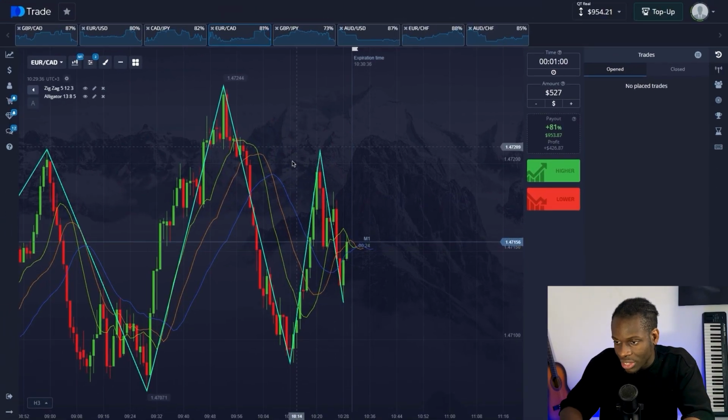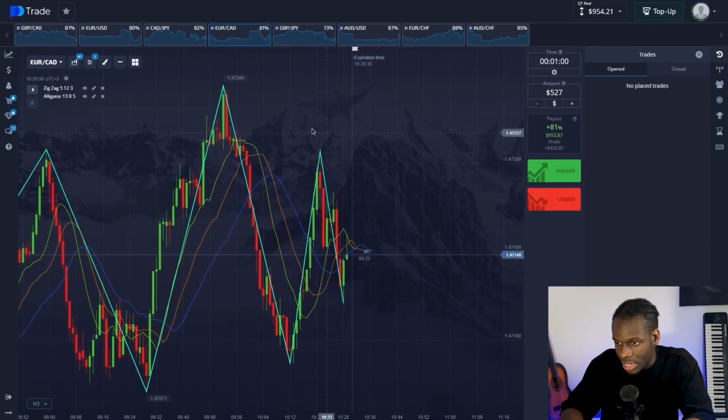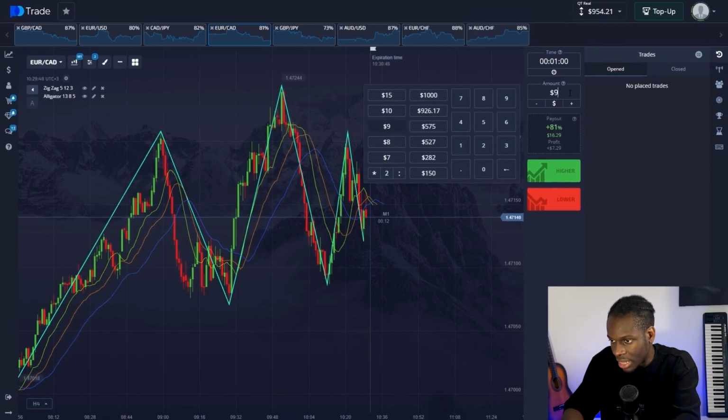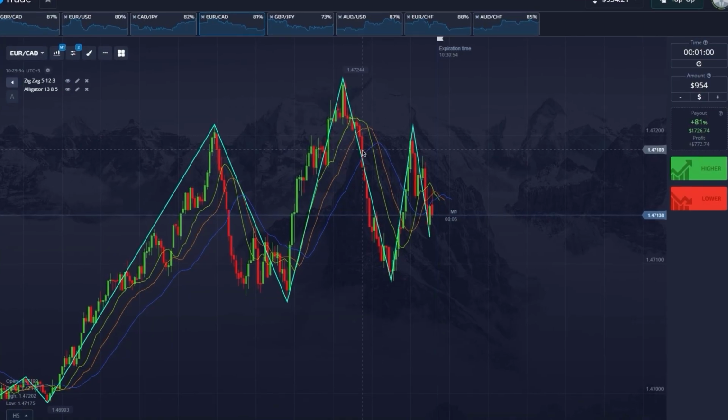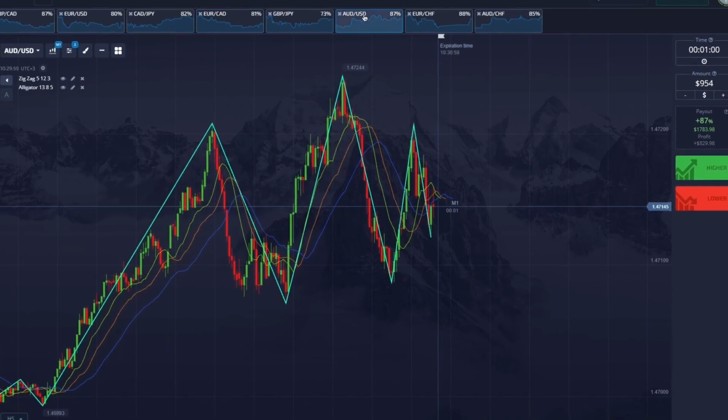So we use the zigzag to get the trend, and anytime the local minimum or the maximum is updated, we can expect price to go in a different direction. Coupled with the help of the indicator, we're able to get the best entry. Let me update that amount and we can go to the next trade, guys.